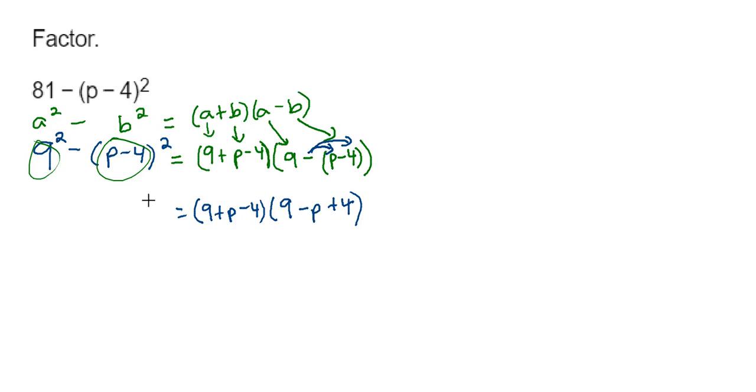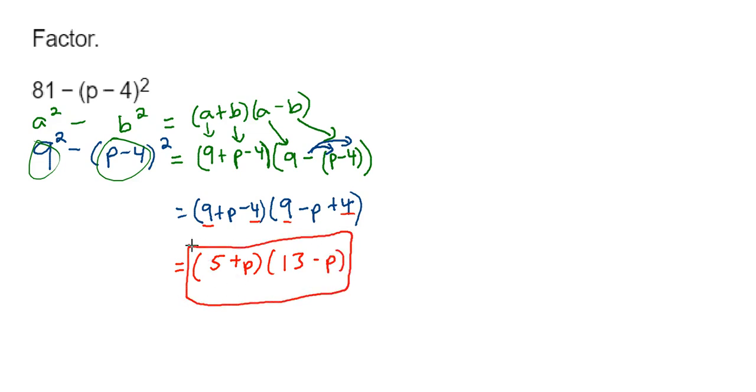One other thing that's a little bit different about this problem is this one can actually be simplified. These numbers can be combined together. So 9 minus 4 gives me 5 plus p. And then 9 plus 4 is going to give me 13 minus p. And you need to do that in order to get the exact correct answer. On Math Excel, if you leave it like this, it's not going to give you credit for that. You need to simplify by combining those numbers together.